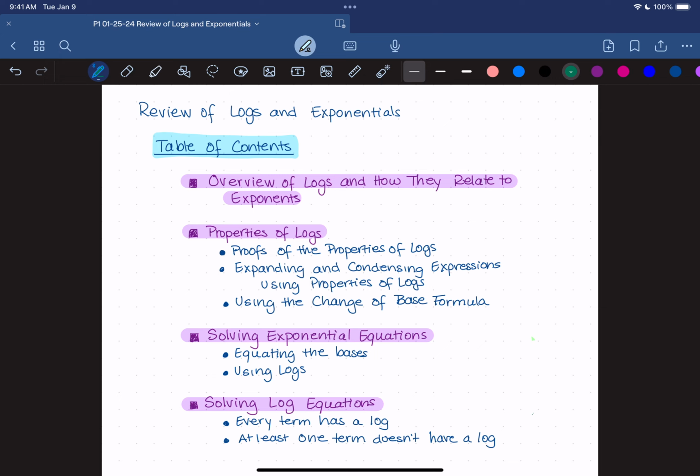And then finally, we'll end with solving log equations. And again, those come in two flavors. Either every term has a log, or at least one term doesn't have a log. So that's kind of the goal of today, and let's just jump in.